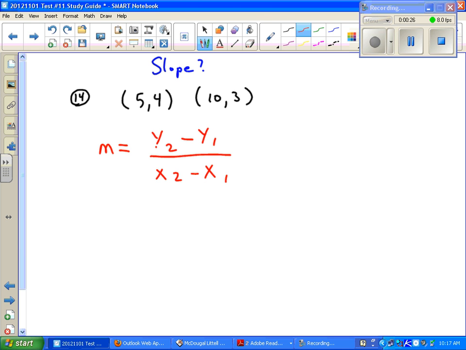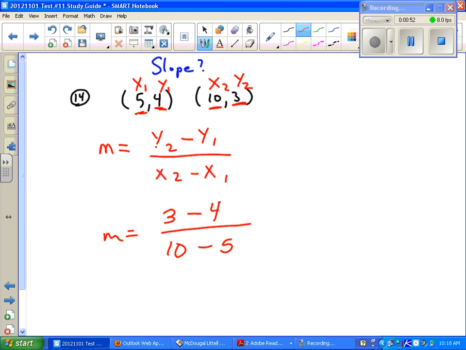Once you have your formula, just go ahead and label your points. It's always xy, xy, and label them. The first one sub 1, the second one sub 2. Then we'll just plug in the values that we have. Y sub 2's value comes first. It's 3. So 3 minus y sub 1's value, 4, over x sub 2's value, 10, minus x sub 1's value, 5.